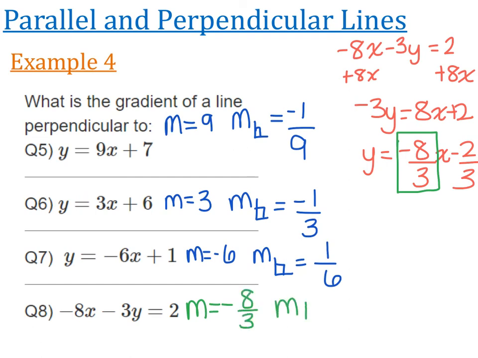So the gradient that's perpendicular is, flip the fraction around, 3/8, and times it by minus 1. Well, negative times negative brings us back to positive. All right, that is the general things for today. We'll try one exam question about perpendicular lines, and then I'm definitely going to stop talking.